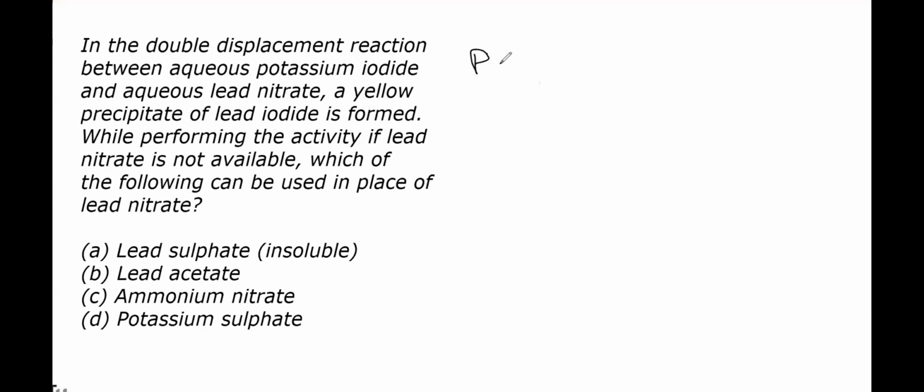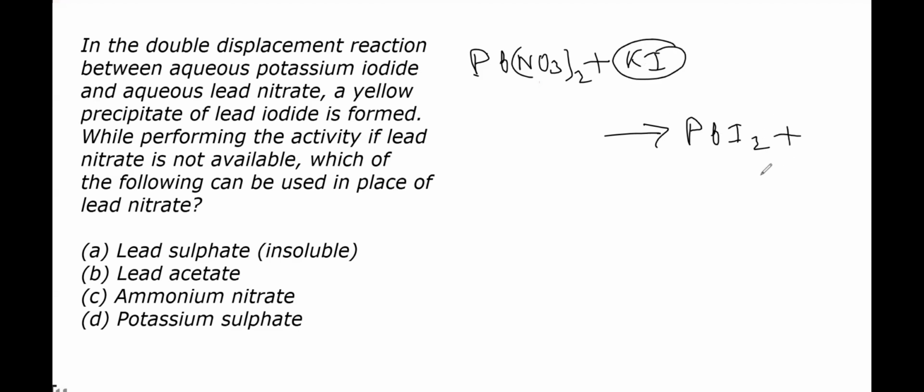So lead nitrate is what? Pb(NO3)2, when it reacts with potassium iodide, that is KI. And what is the result formed? Since it's a double displacement reaction, there will be an exchange of ions. I wrote this as Pb(NO3)2, right? By mistake, this bracket should have been in the other place. This is Pb(NO3)2. So the products formed will be PbI2, that is lead iodide, and KNO3.